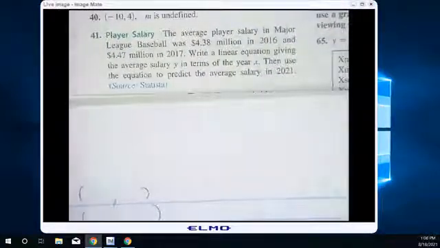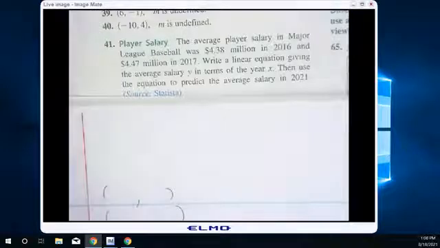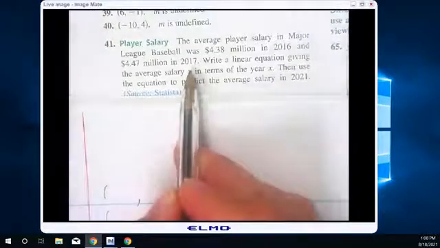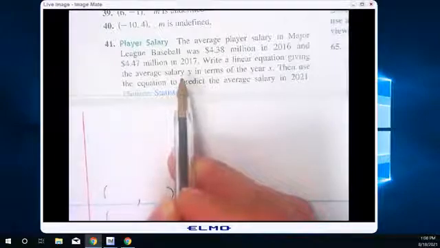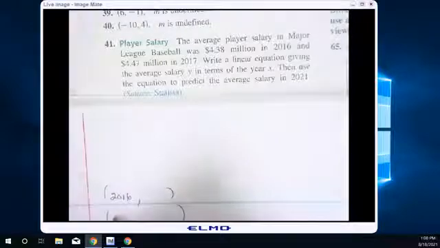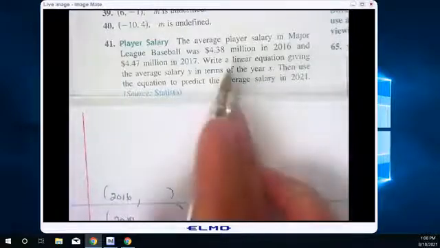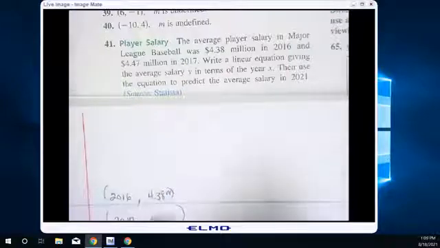Okay, so now we have to decide which values are the X's and which values are the Y's. Salary y, years x. Okay, so the years are almost always, time is independent. It's going to be the X value, almost always. Okay, so I'm going to go ahead and do 2016, 2017. In 2016, it was 4.38, and I'm going to put an M so that I won't forget that I'm talking about millions.